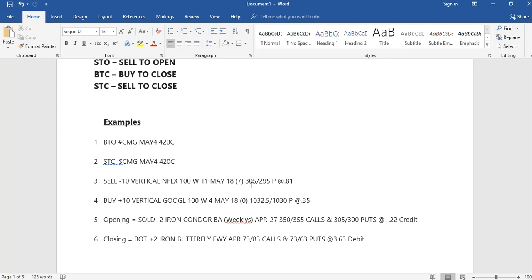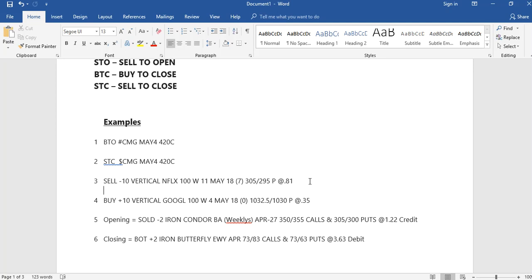The next two values would be the two strike prices, because since we're doing a vertical spread, a spread has two legs, a short leg and a long leg. This would give you the two strike prices, a P for a put, and then in this instance, it's actually telling you the price, the credit that was received for putting on this trade.